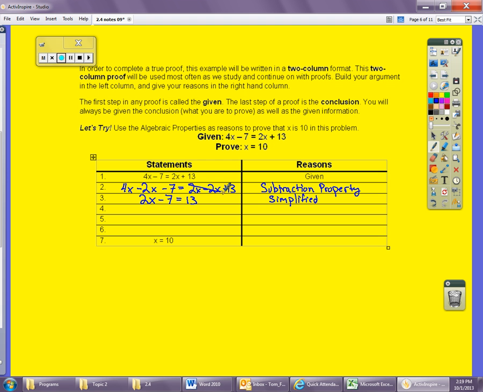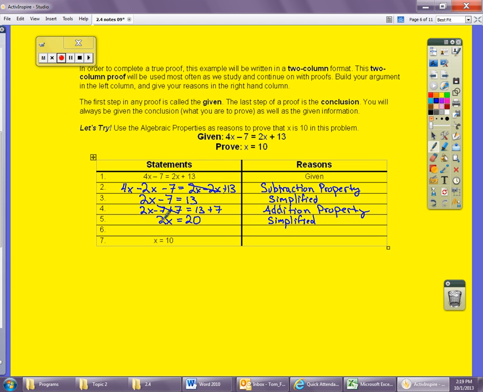So now I have 2x minus 7 equals 13. I want to get x all by itself, so I want to add 7 to both sides, so I want to do plus 7. And what allows me to do that? That's our addition property. Now we all remember how to solve these, so we're starting to get in the habit of giving the reasons for what we're doing. Our 7's cross off, so we have 2x, and 13 plus 7 is 20. So we simplified it again.